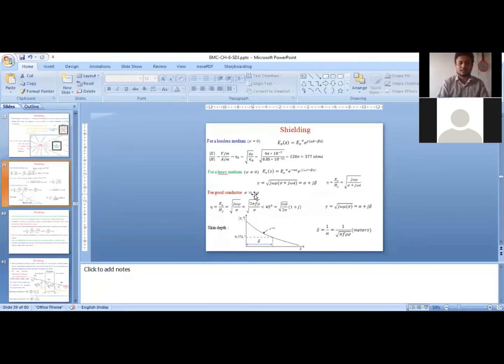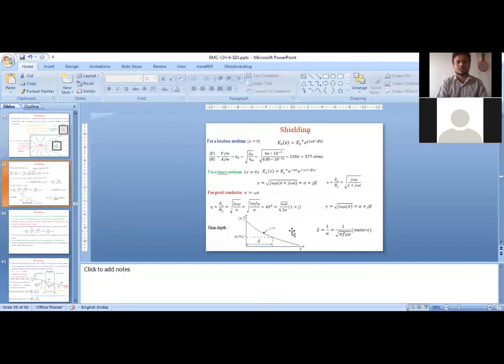However, for good conductor, the conductivity is much higher than the omega epsilon factor. Therefore, the amplitude of the electric field in good conductor case is Ex of Z, that is Ex plus e raised to minus alpha Z into this term. This term indicates the wave is actually time varying in nature, and wave is traveling along positive Z direction. E raised to minus alpha Z term indicates the amplitude of the electric field that is traveling along Z direction is decreasing exponentially by a factor of alpha as a function of distance traveled by the wave Z.